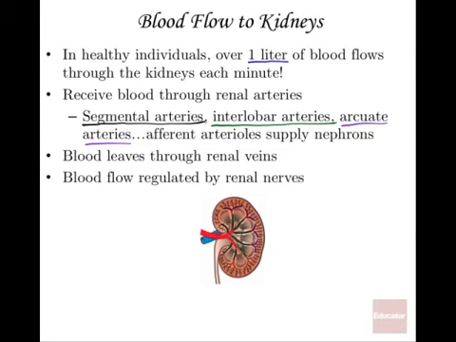So the afferent arterioles, I'm not going to color code those. Those are all in here in the cortex of the kidney, and they branch off into millions of little bundles of capillaries. Blood leaves through the renal veins. So you have this blue little tube here. The renal veins take blood out of the kidney, the blood that hasn't been filtered out to make urine. And of course, blood flow is regulated by nerves. They're called renal nerves.